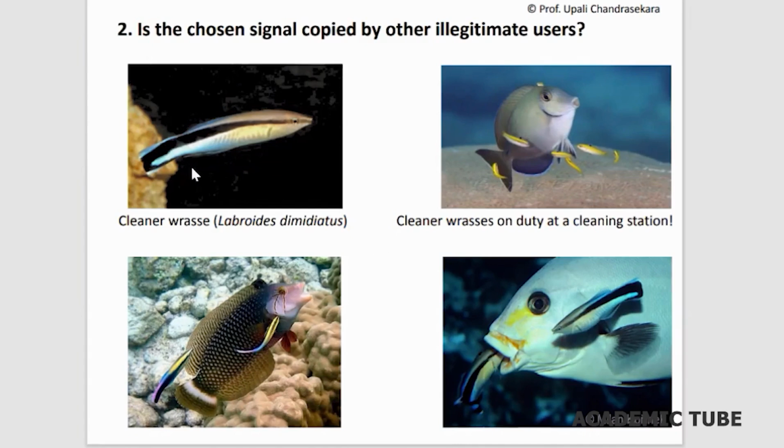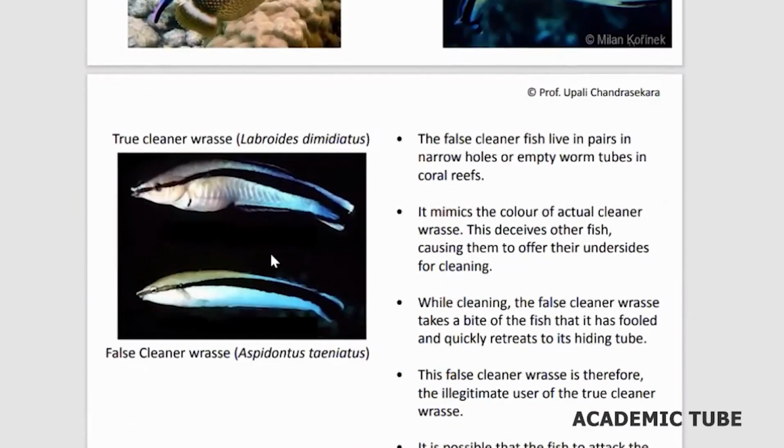However, this unique color combination is copied by another fish species, Aspidontus tenuatus, the false cleaner wrasse. Now, this is the actual cleaner wrasse and this is the false cleaner wrasse. Right? You see, in both fishes the color combination is the same. Isn't it? The actual cleaner wrasse's color combination is copied by this one.